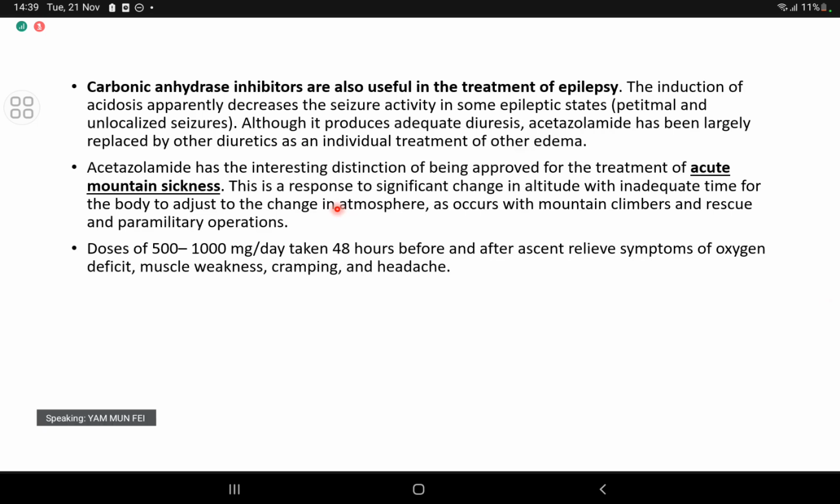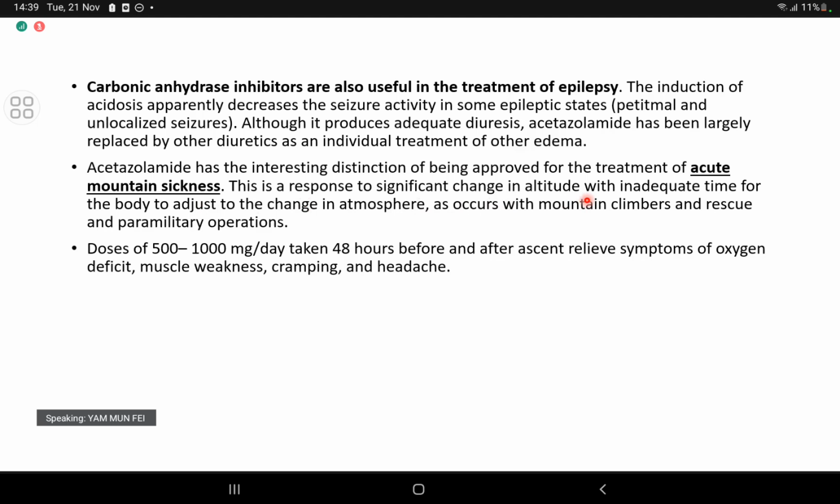Another usage of carbonic anhydrase inhibitors is for the treatment of epilepsy. Besides epilepsy, this inhibitor is also used to treat acute mountain sickness. What is acute mountain sickness? Acute mountain sickness is a condition when you change your altitude dramatically.